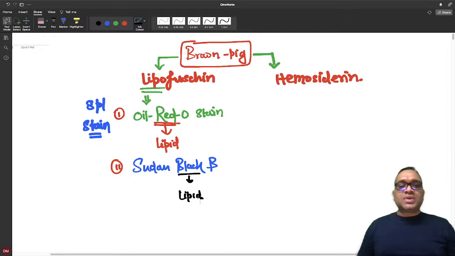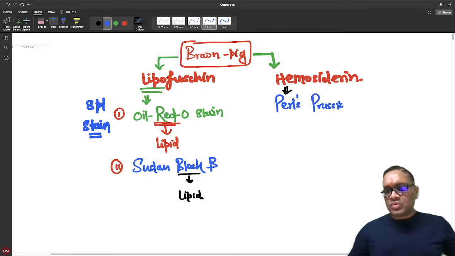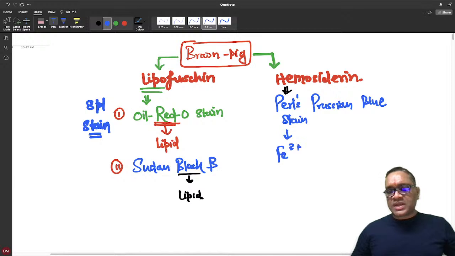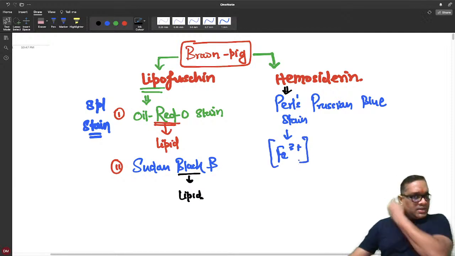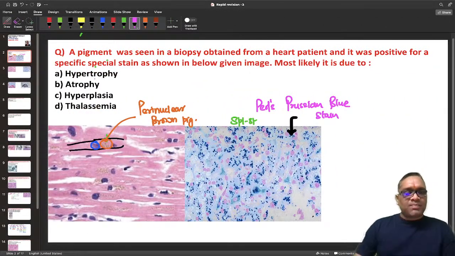So now you understood. Here neither was it red color nor black color, right? So it is not a lipid. So lipid is ruled out. So what was the color? It was Pearl's Prussian blue stain. So remember what I have shown you, Pearl's Prussian blue stain. Whenever you find Pearl's Prussian blue stain positivity, it means it is iron which is present in the Fe3+ form, right? So this is the iron accumulation. So now if you come back to the question, a pigment was seen in the biopsy obtained from the heart patient, and it was positive for a specific stain, right?